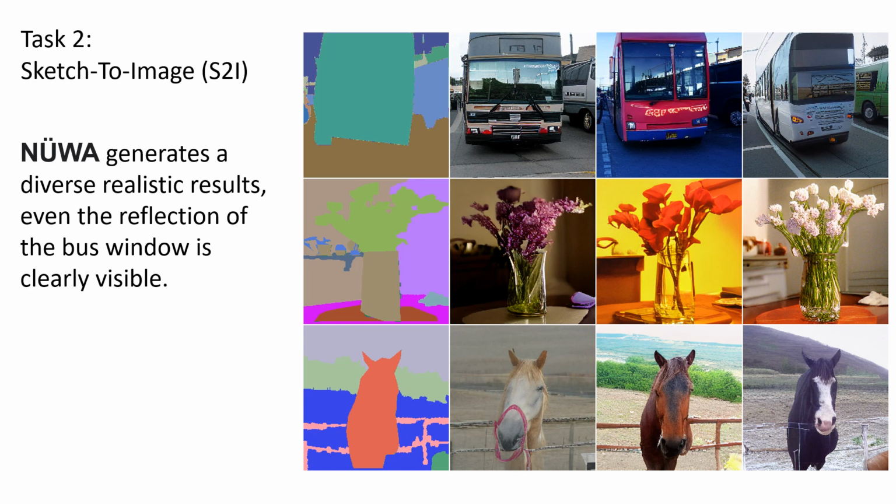The second task is sketch-to-image generation. That is, you input a sketch and you ask the machine to generate the image that is consistent with the sketch. So NUWA generates diverse, realistic results, and even the reflection of the bath window is clearly visible.